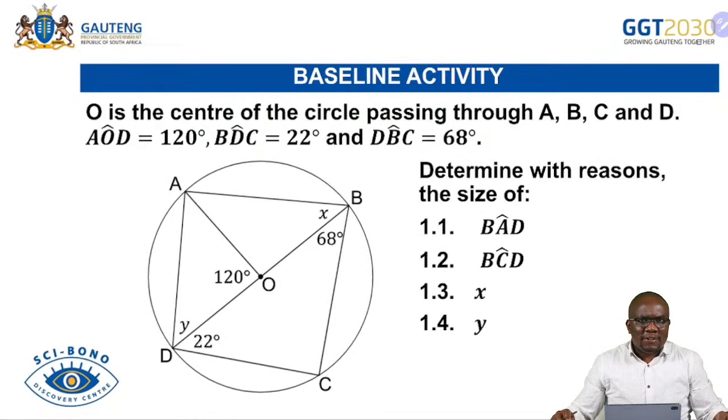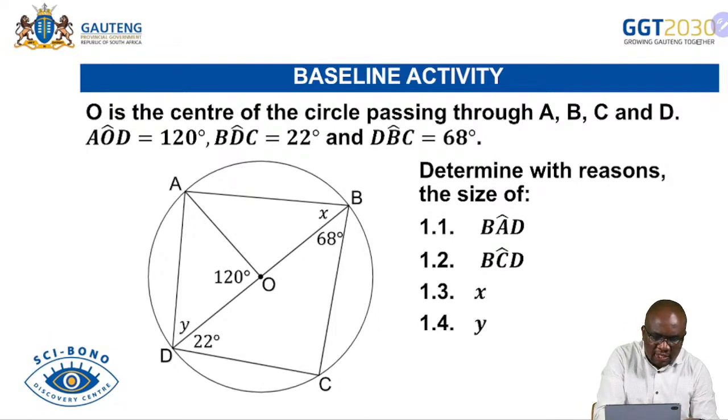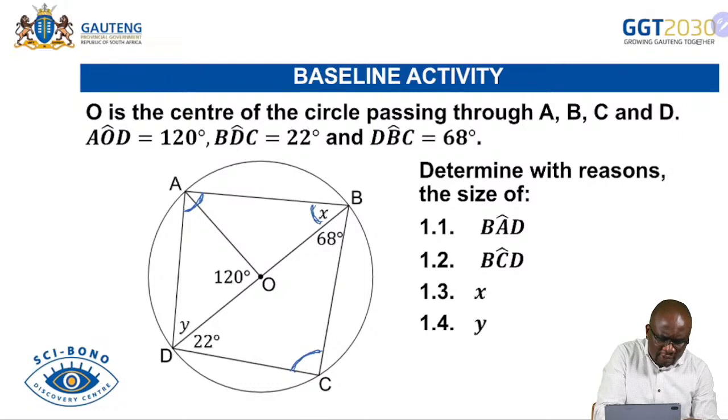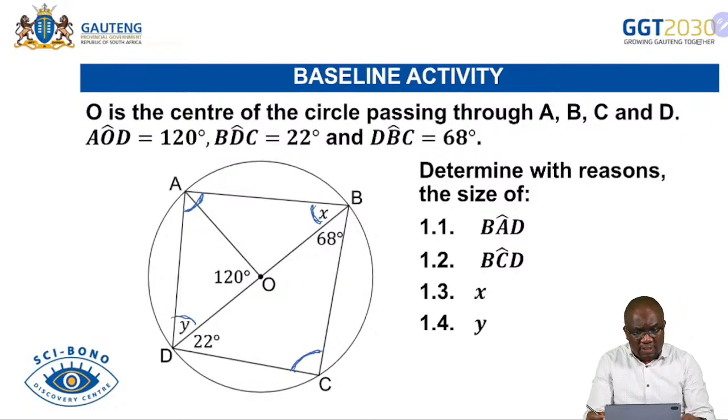Welcome back, grade 12. Did you manage to get your answers? It should be easy by now. What do you get for the angle BAD? Which angle is BAD? This is the angle here. We're looking for the size of this angle here. And then angle BCD, did you get the size of this angle? What about X? Did you get the size of this angle? What about Y? Did you get the angle? This one. Okay, let's do it together now.